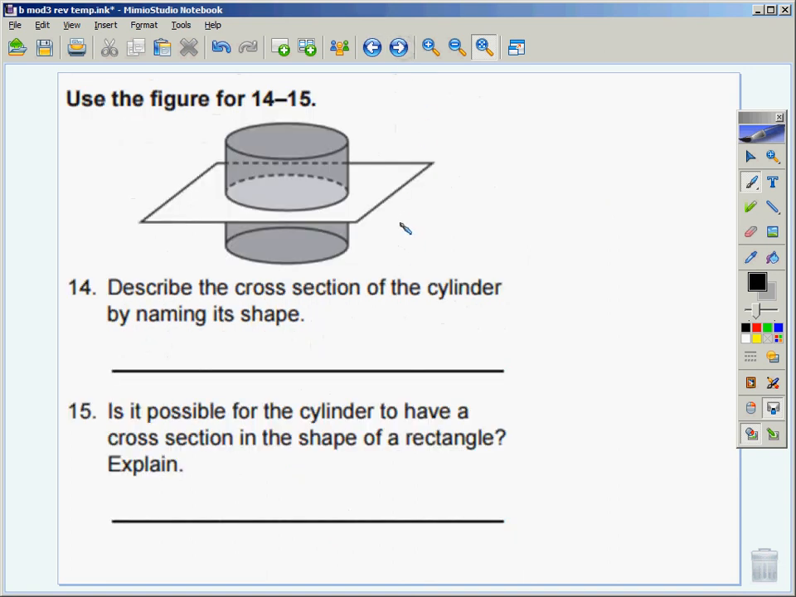Number 14, describe the cross-section of the cylinder by naming the shape. The shape of this cylinder, when I do the cross-section, would be a circle. Is it possible for a cylinder to have a cross-section of the shape of a rectangle? The answer is yes. If I drew this in vertically, then I would have a cross-section that would be here, and it would be rectangular in shape.